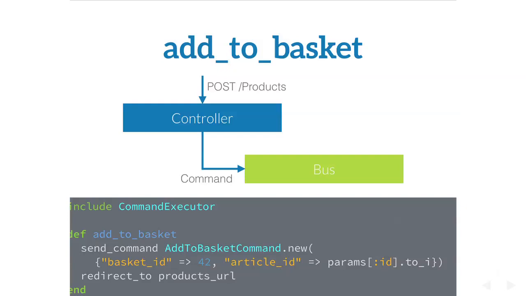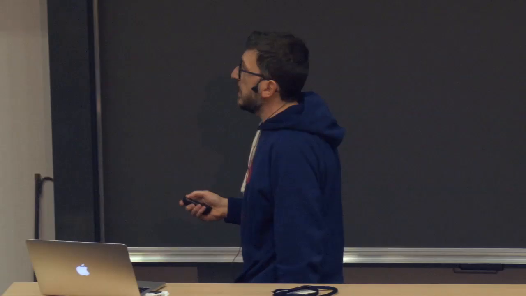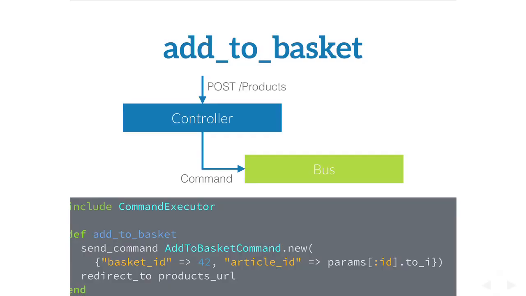So, some code. I start from the controller. The controller receives a post from the view to add an item to the basket. The controller includes this module, which is a command executor. And all the action should do is send a command of type AddToBasketCommand with the correct parameters. That's all. So all the write operations usually send a command somewhere and redirect to the new URL, to the new view. It's very easy. You don't have lots of code here.